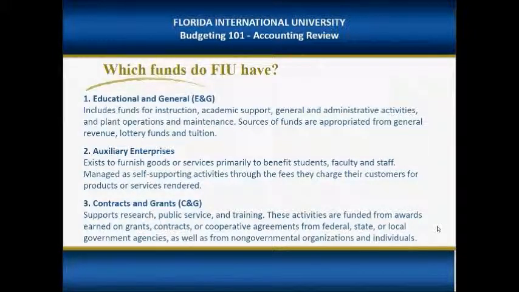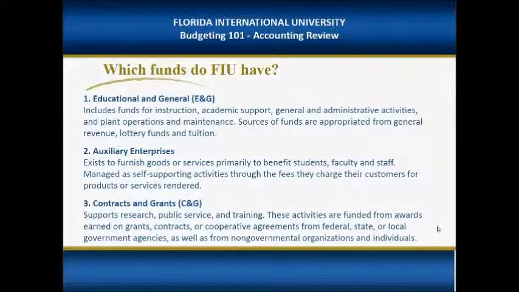Students pay tuition, but apart from that, the state gives us or forwards to us revenues from taxes, lottery funds, and other sources. E&G funds are highly restricted. There are a lot of rules about what you can spend these funds on.